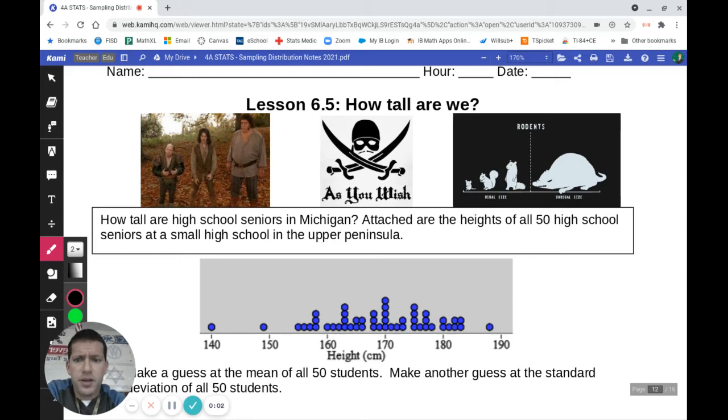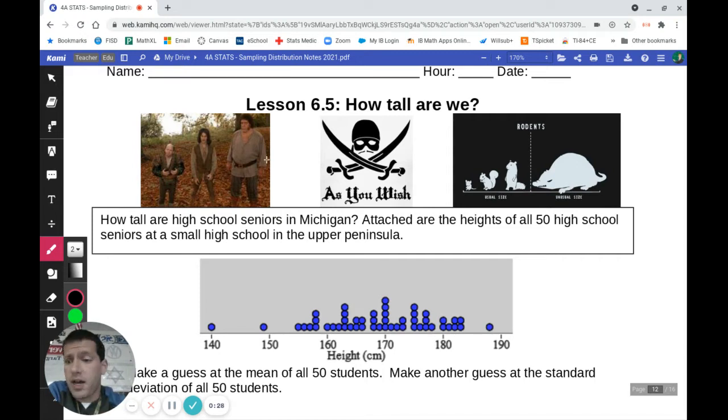Continuing on with sampling distribution, we've talked about sampling distribution of just counts. We've talked about sampling distribution of proportions, and now we're going to do another sampling distribution here. So let's get into it. We want to know how tall are high school seniors in Michigan, and then attached a couple pages down, we have all the heights of all 50 high school seniors at a small high school in the Upper Peninsula.